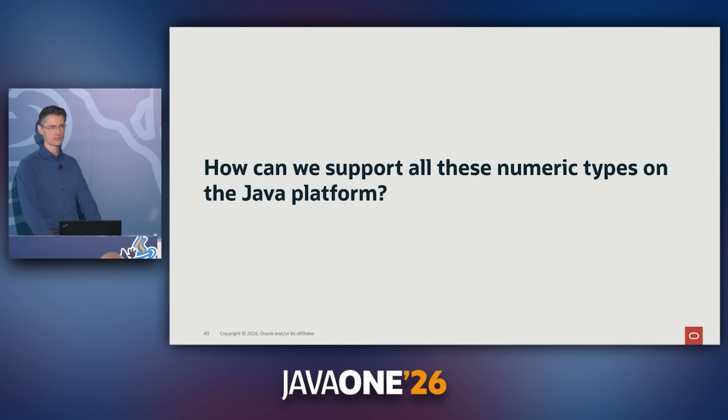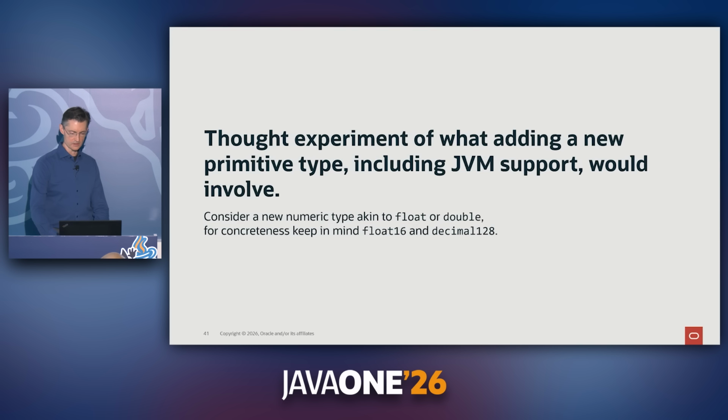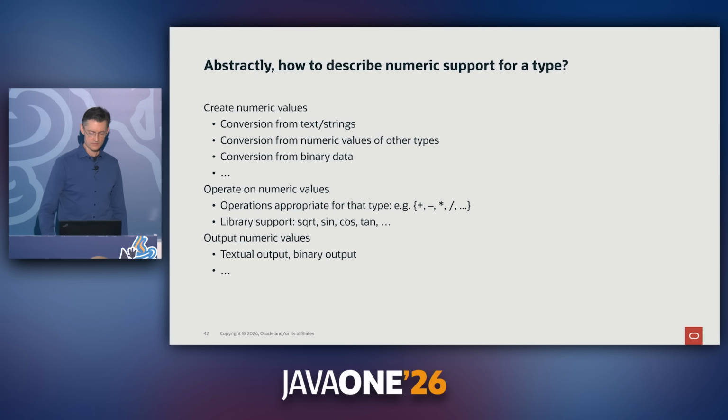One way to do it would be to try to support these new numeric types in the same way we've supported float and double over the years. So we could take a thought experiment about what that might involve. We're going to look at where float and double are currently specified today and see what would have to be added to support types like float 16 or maybe decimal 128.